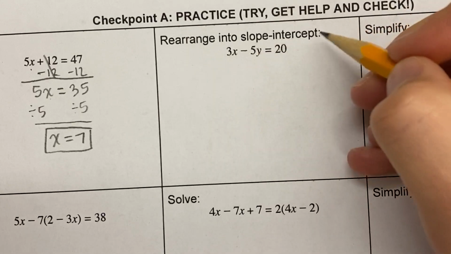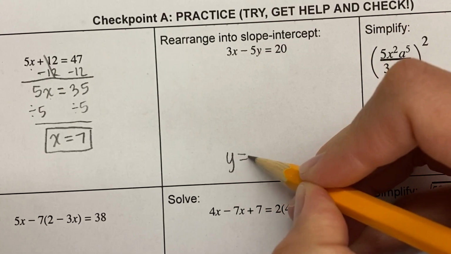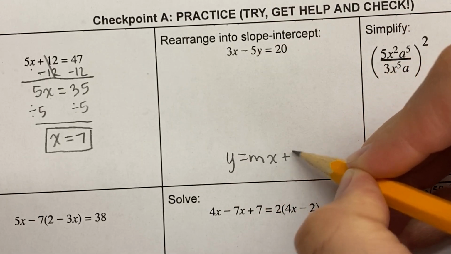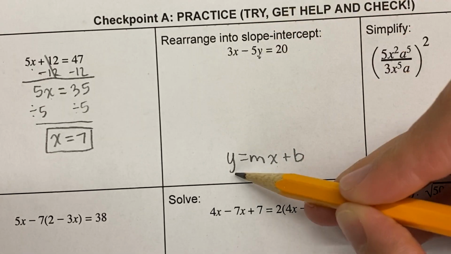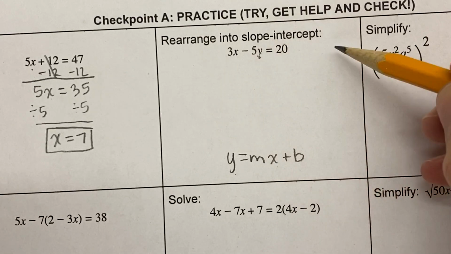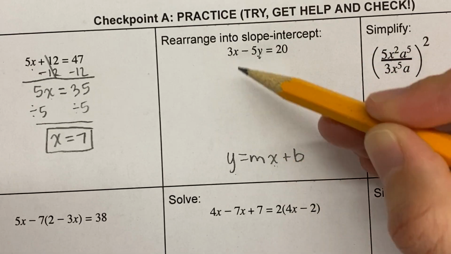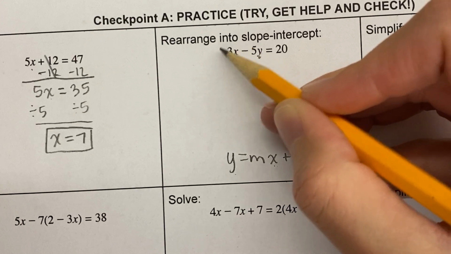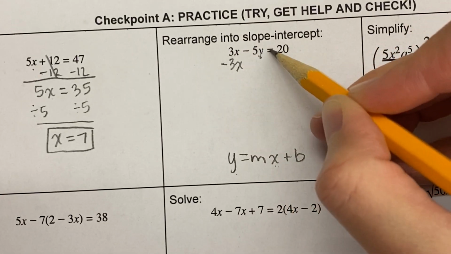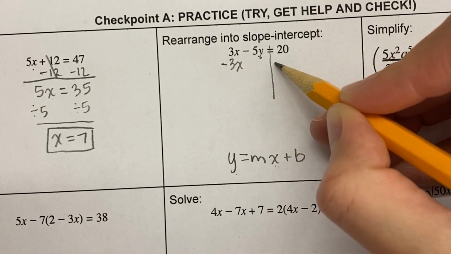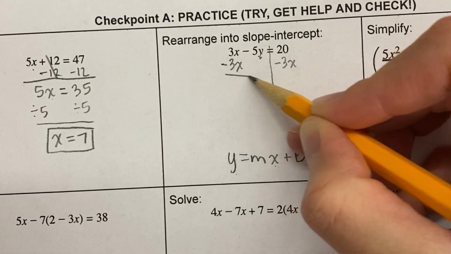Rearrange into slope-intercept. Remember, slope-intercept looks like this. So my goal is to get y by itself on the left side and to move everything else to the right side, right? You could see the x here is on the right side. So I'm going to move this x to the right side. How do I do that? I'm going to take this whole term with the x and subtract it. And of course, I have to do the same thing on both sides.